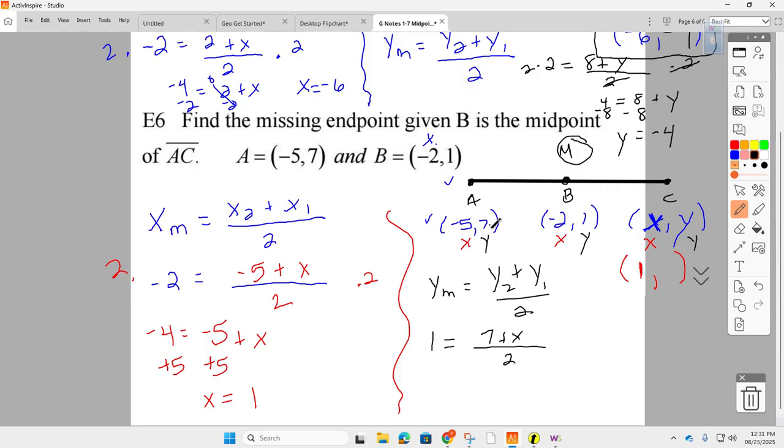Oh, yes, 7 plus y, yes. They were so confident, because I went along with the guess. We're doing y. 7 plus y, all over 2. So multiply both sides by 2. Then 2 equals 7 plus y. We're going to subtract 7 from both sides. And so y equals negative 12.